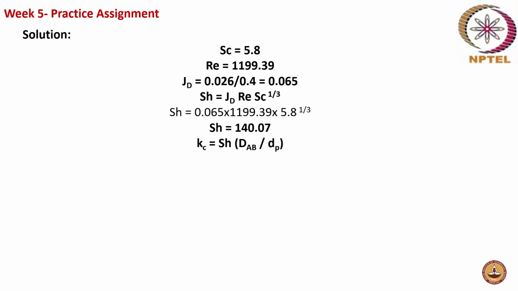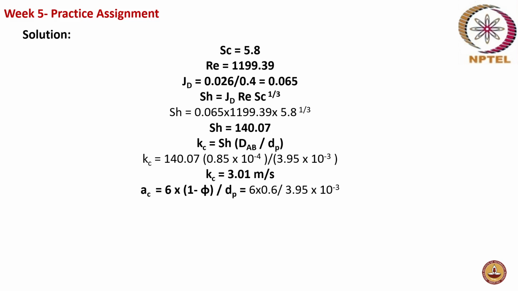Now we know the correlation. Sherwood number is Kc into dP by DAB. Rearranging, the mass transfer coefficient Kc is equal to Sherwood number into DAB by dP. Substituting the values, Sherwood number is 140.07 multiplied by your DAB, which is 0.85 into 10 power minus 4, divided by dP, the equivalent diameter, that is 3.95 into 10 power minus 3. So you will end up with a Kc of 3.01 meter per second.